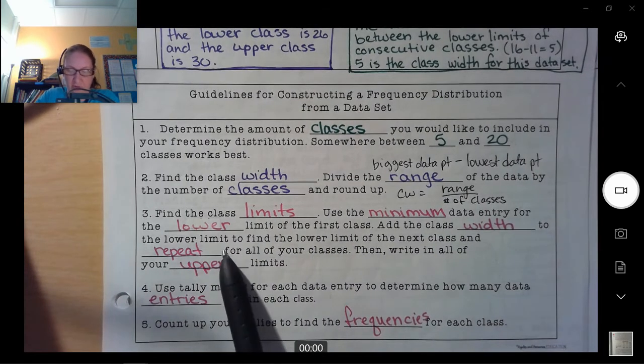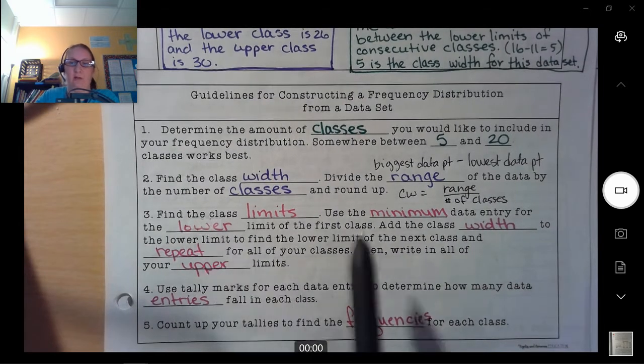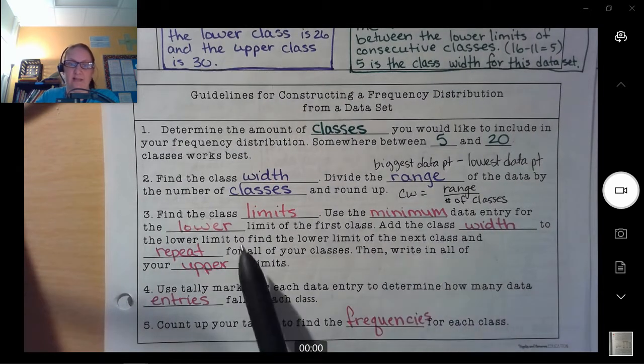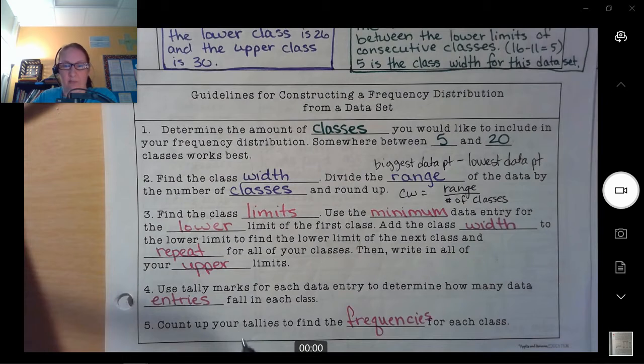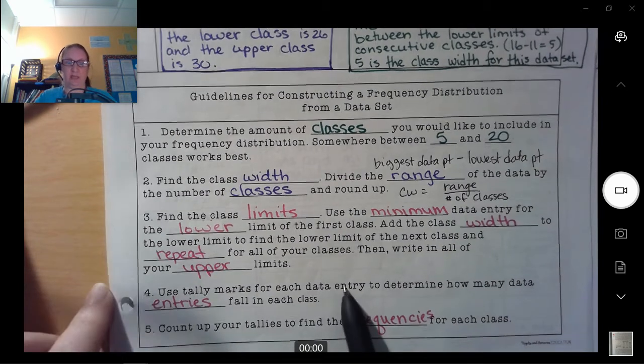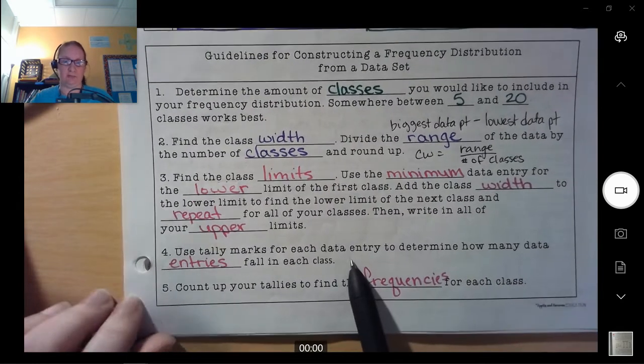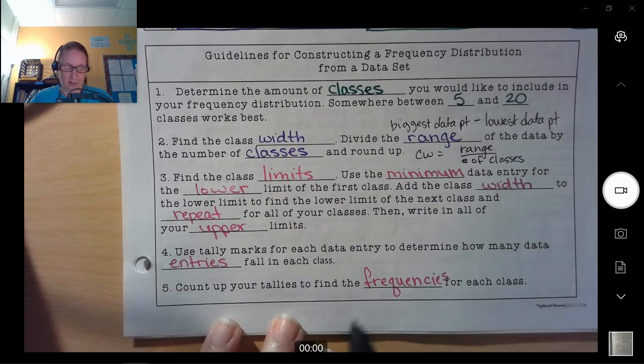And then what you're going to do is subtract 1 from the number you get as your next class to get the upper of the previous one. And then you'll use tally marks to figure out the entries in that data. And then you will count the tallies to find the frequencies for each class.